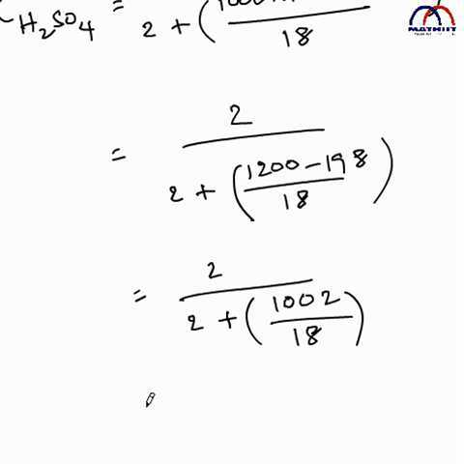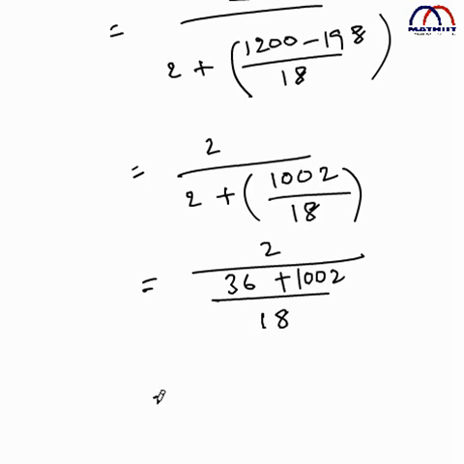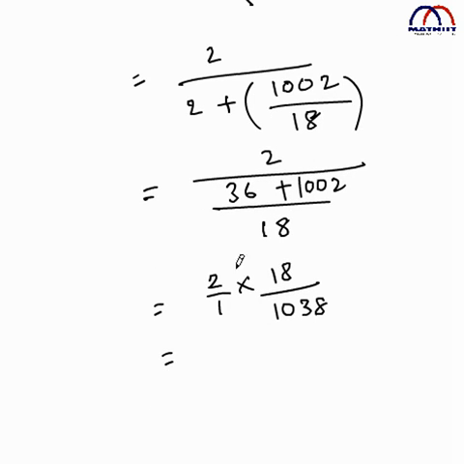Then on simplifying this one, you will get 1836 plus 1002 by 2. Now this is giving you 2 by 1 into 18 by 1038. Then we will be getting 36 by 1038. So this is the mole fraction of the particular solution.